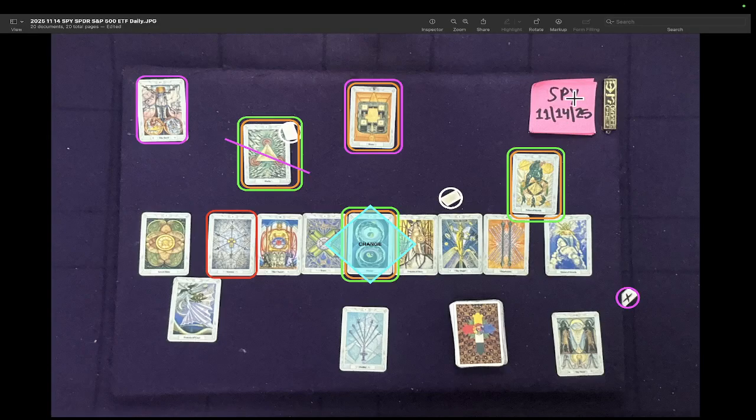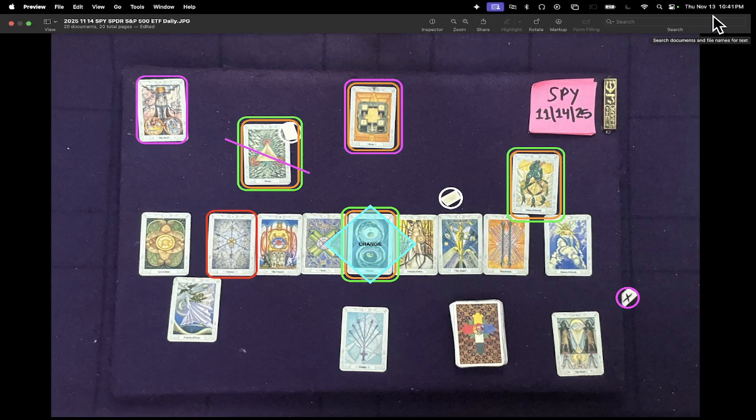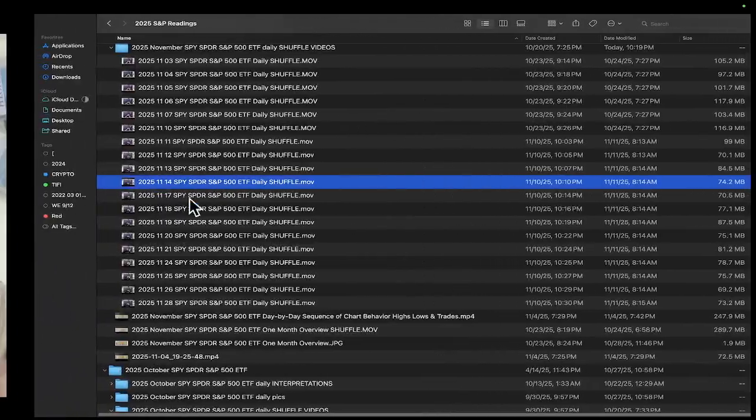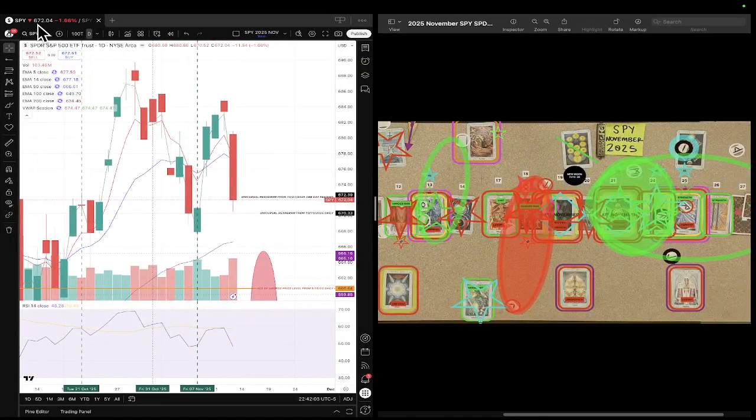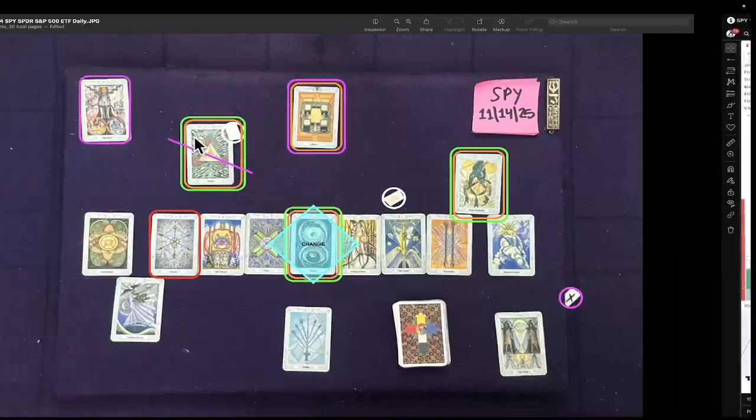This is the S&P 500 Spider ETF SPY one-day reading for November 14th, 2025. It's currently November 13th, 2025 at 10:41 p.m. Eastern Time. SPY at the time of this reading, $672.04 USD.